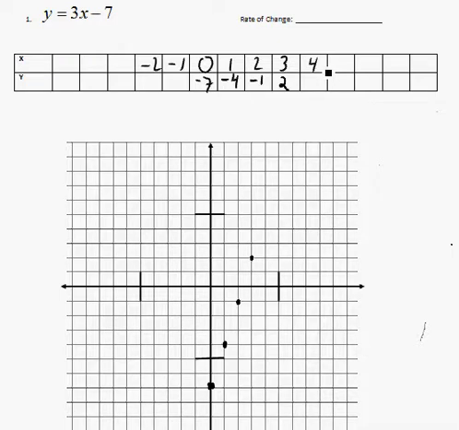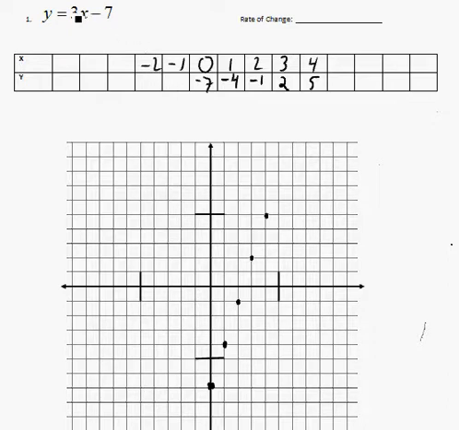If we plug in 4 for x, 3 times 4 is 12. 12 minus 7 is 5. 4 comma 5 is here. Now we can see that all of the points that we've plotted so far appear to lie on a line. Let's see if this continues to be true when we put in negative x's.